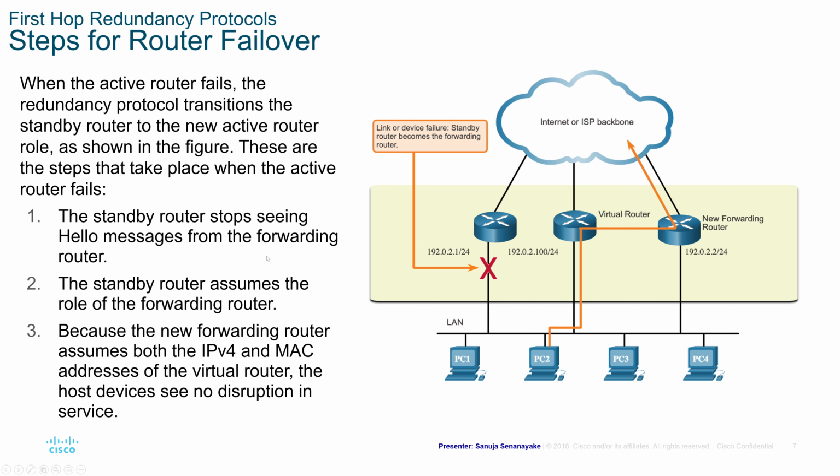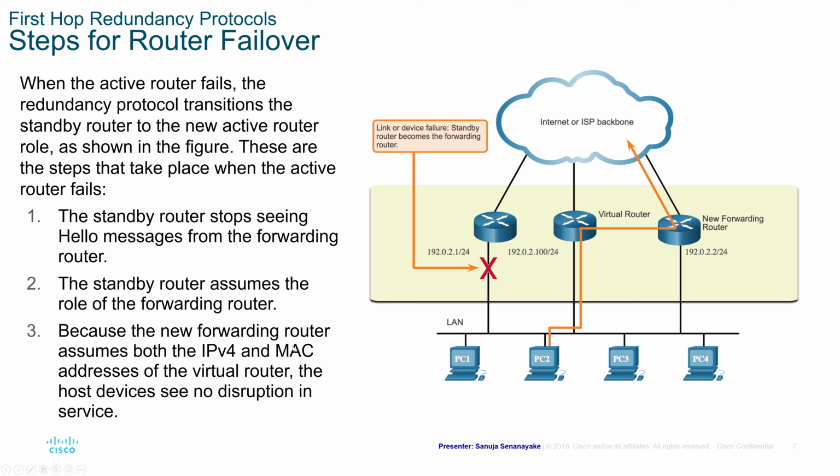So the standby router stops seeing hello messages from the forwarding router. If you have a router failure, that's the first thing that is going to happen. The standby router stops seeing the hello messages from the forwarding router. Then the standby router assumes the role of the forwarding router. So if we have a router here and then this link goes down, because those hello messages are not there, the standby router is now going to take over.